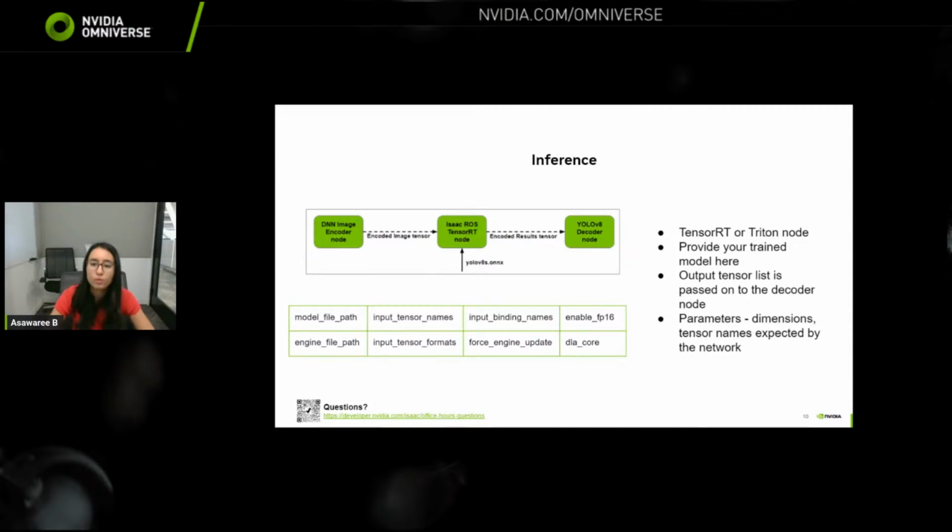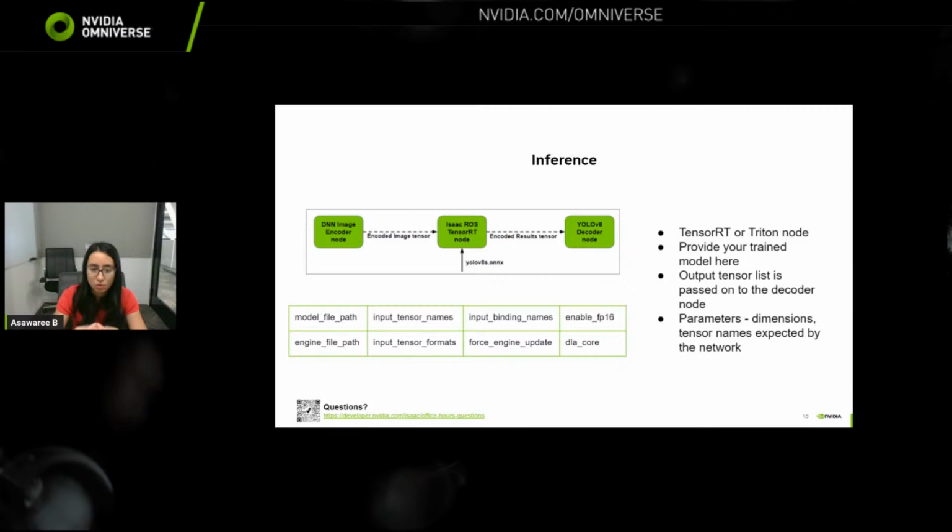But here, what's important to know is that your inference node sits between the encoding and the decoding step. And what you do is provide your trained model at this step to the TensorRT node. So that can come in the form of an ONNX file, or it can come as a PyTorch or a TensorFlow model as well, or a TensorRT engine file. And based on what you're passing, you would use either the TensorRT node or the Triton node. Now, the output tensors are just passed as a tensor list message to the decoder node, which is, of course, the next step that you would implement by yourself in the case of your own custom model. So it's important to know how your data is organized in the output tensor as well.